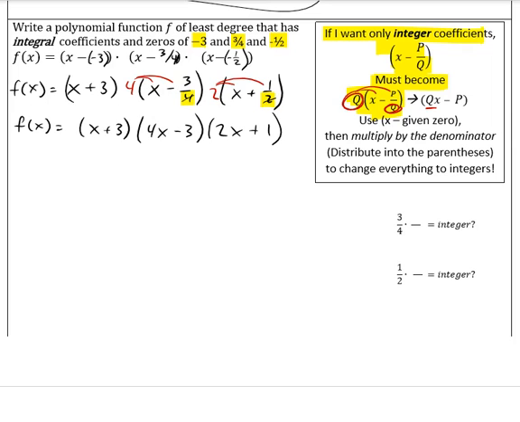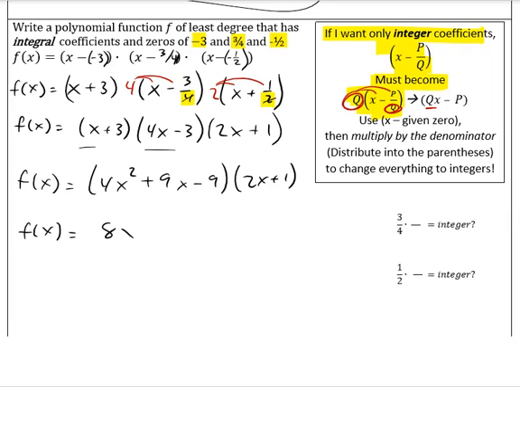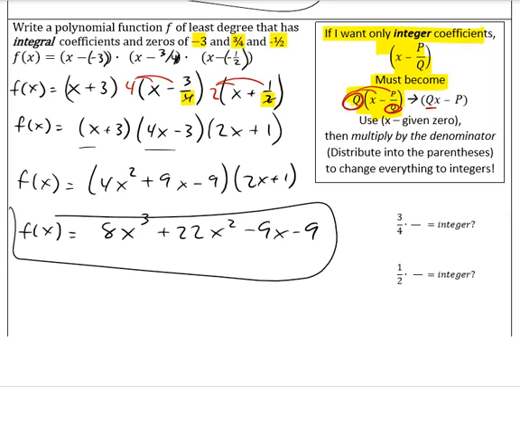Then, just as we've done before, pick any two and multiply them together. I'm going to do the first two. F of x equals 4x squared plus 9x minus 9 times 2x plus 1. Multiply those two pieces together and you get f of x equals 8x cubed plus 22x squared minus 9x minus 9. That is your final answer.